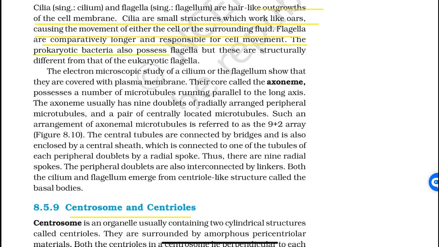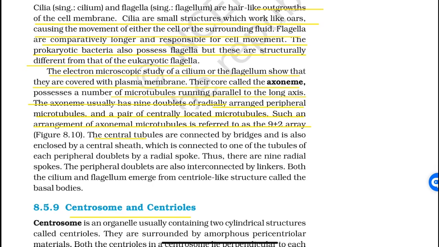The prokaryotic bacteria also possess flagella, but these are structurally different from that of eukaryotic flagella. The electron microscope study of the cilium or flagellum shows that they are covered with plasma membrane. Their core is called the axoneme. It possesses a number of microtubules running parallel to the long axis. The axoneme usually has 9 doublets of radially arranged peripheral microtubules and a pair of centrally located microtubules. Such an arrangement of axonemal microtubules is referred to as 9+2 array.